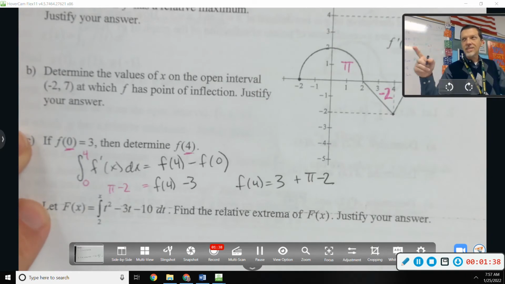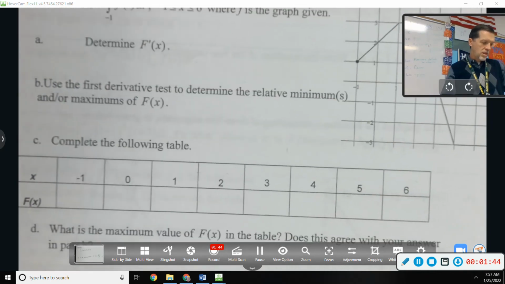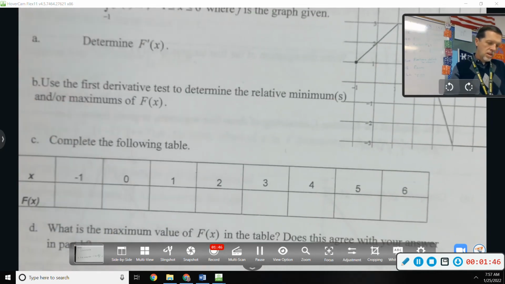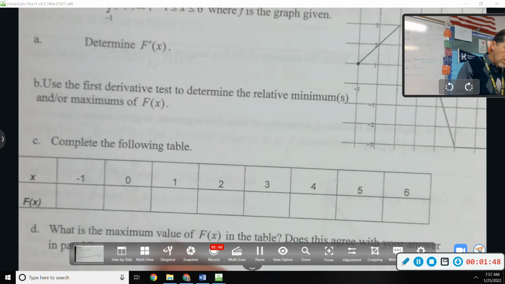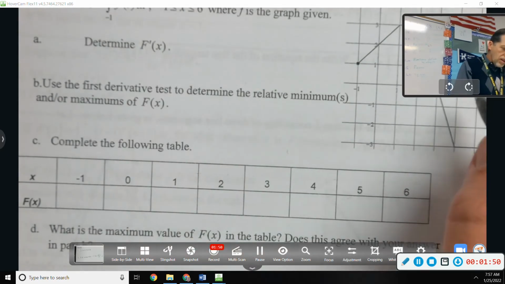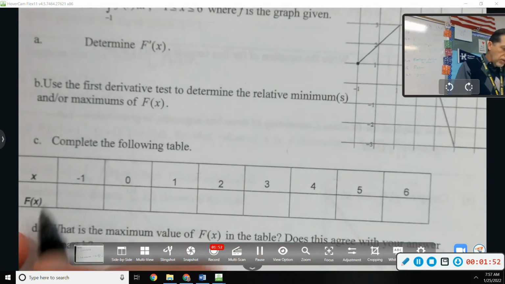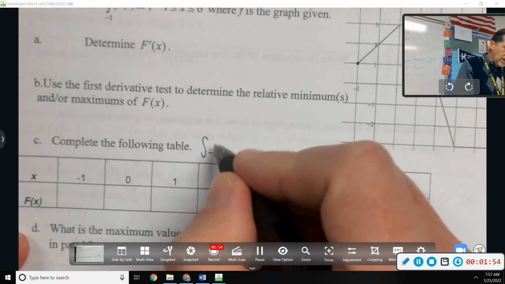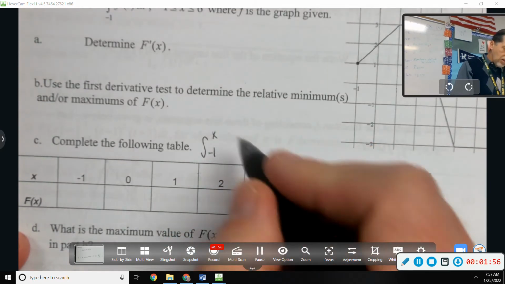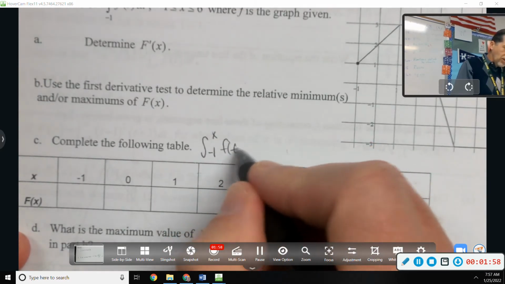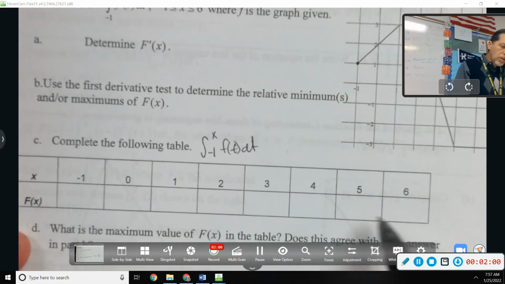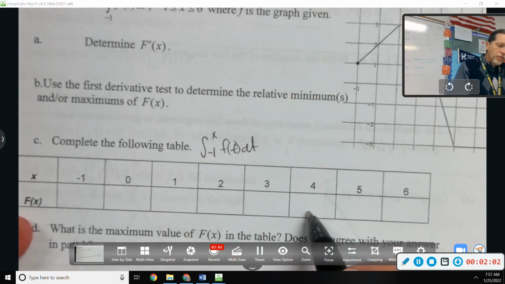Number 4. Okay, and which one? I've seen numbers 5 and 6. Complete the following table. So this is the area from -1 to x, where we're just kind of gradually increasing. So did you get capital F of 4? What was that? 7.